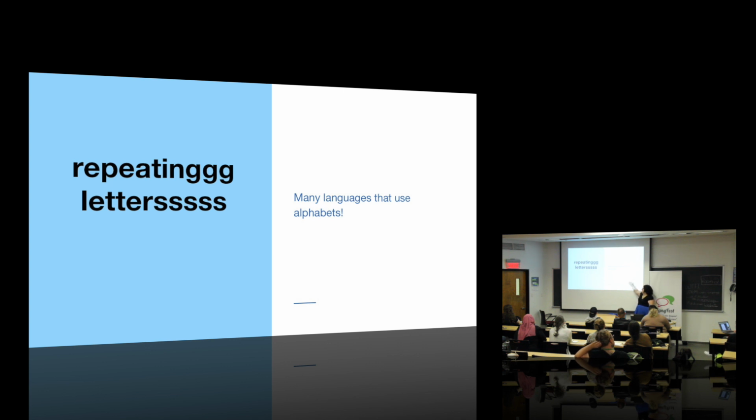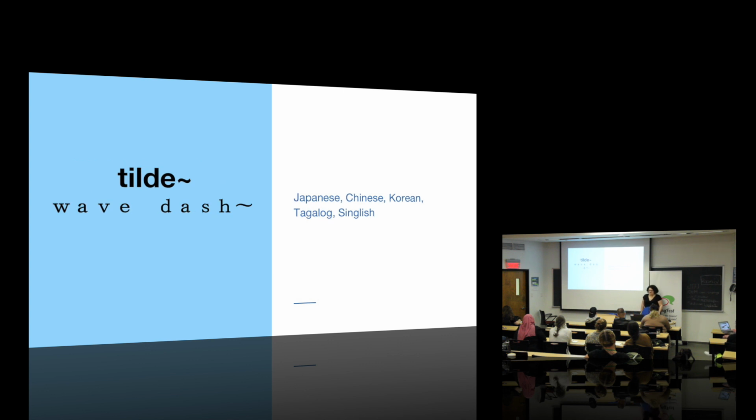Many languages use repeating letters, but if you don't have a system where one symbol stands for one sound approximately, unless you're French, how do you convey length? If you don't have repeating letters like English and Indonesian do, another option is the tilde or wave dash. This started in Japanese, but it's common in Japanese, Chinese, Korean, and even languages like Tagalog and Singlish that use the Roman orthography use the tilde sometimes to indicate lengthening. So instead of writing a doubled e, you can write e with a tilde or wave dash, or several wave dashes.